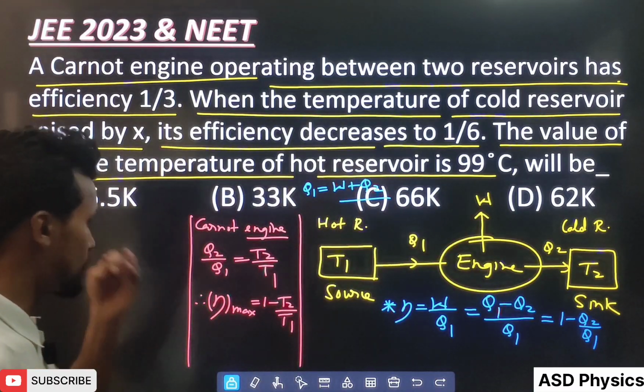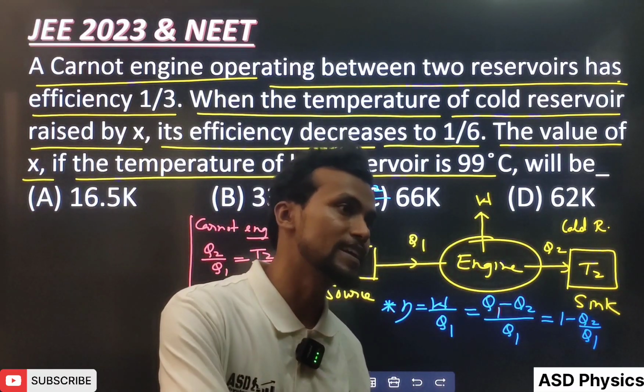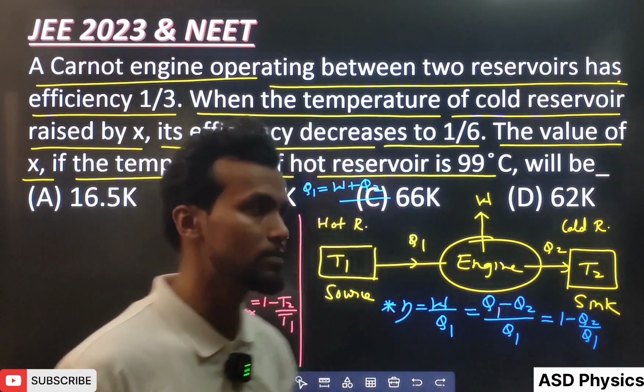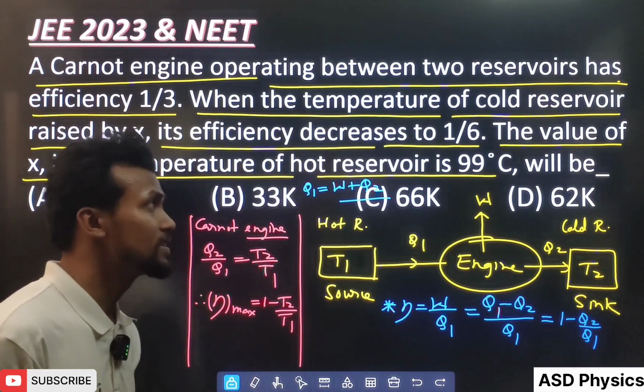The Carnot engine is based upon 4 steps: isothermal expansion, then adiabatic expansion, then isothermal compression, and adiabatic compression. 4 steps are there. But anyhow, the maximum efficiency possible is 1 minus T2 by T1.